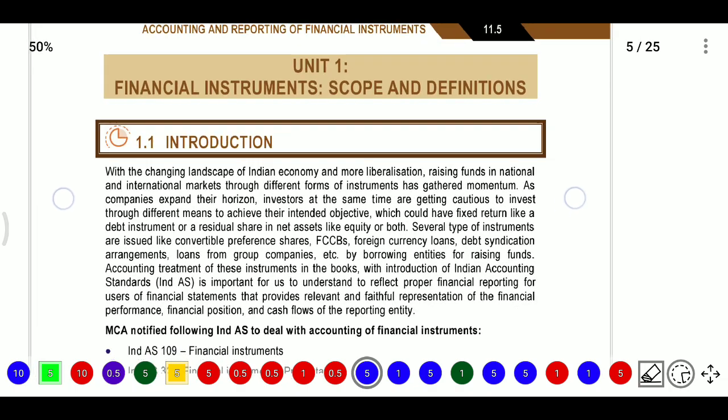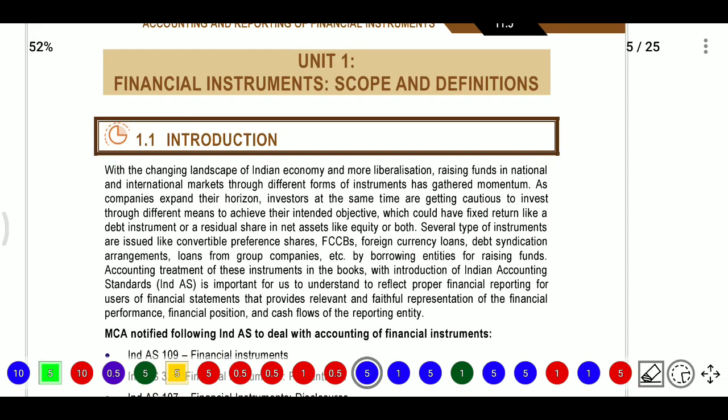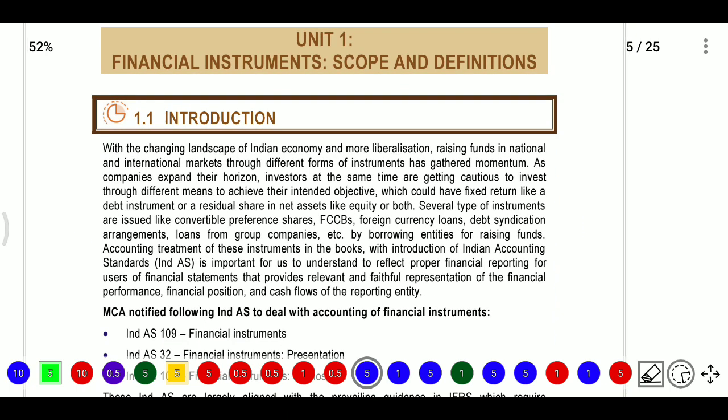So we will start with unit 1. In unit 1 we will discuss financial instruments, scope and some definitions: what is a financial asset, what is a financial liability, and what is related.